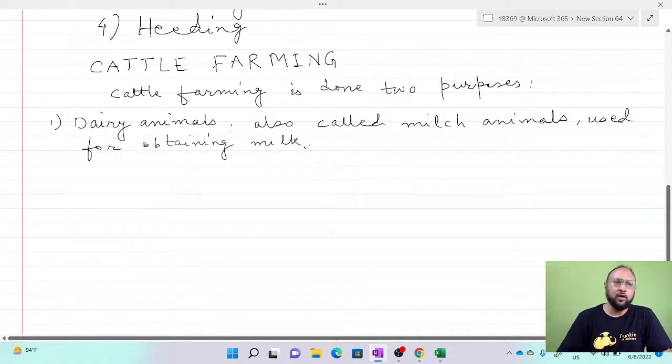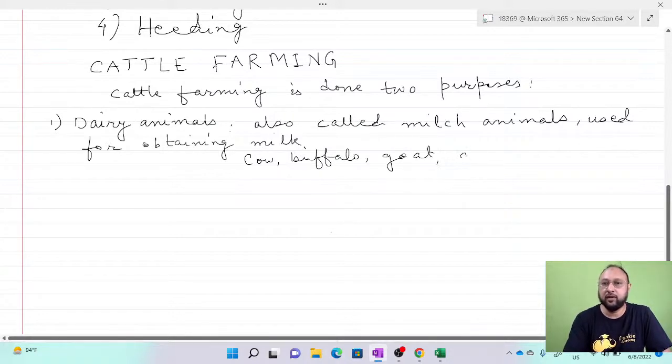These include cow, buffalo, goat, camel, and yak. So examples are the cow, buffalo, goat, camel, yak. These are the dairy animals, or dairy farm animals.